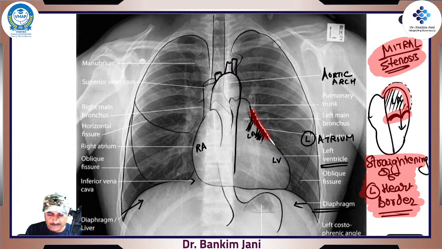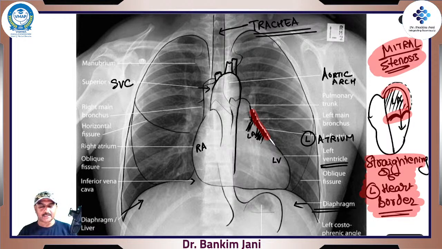This one is easy. This is superior vena cava, right? Superior vena cava, and the rest, there are bones, right? We'll keep on watching more and more things, but this one is very nicely seen, a trachea, which will give us the idea whether there is any mediastinal shift or not. Fine. Gradually, we'll keep on adding more and more points.